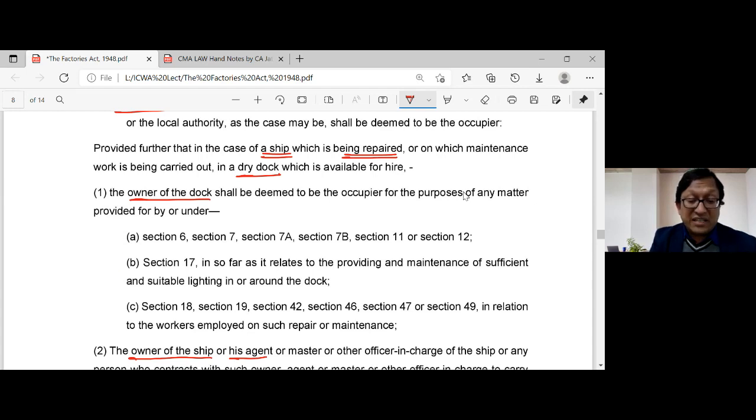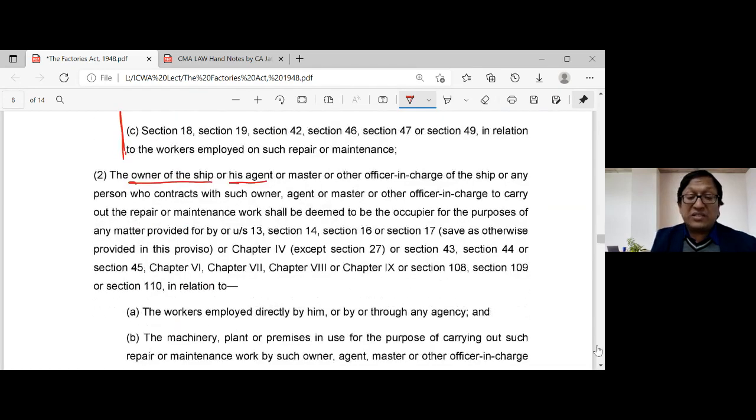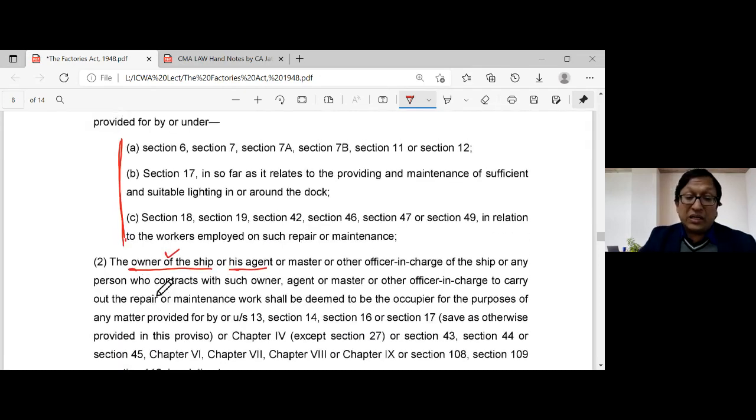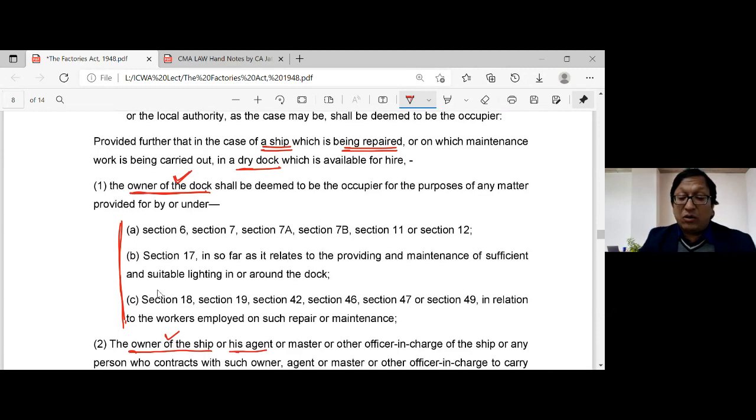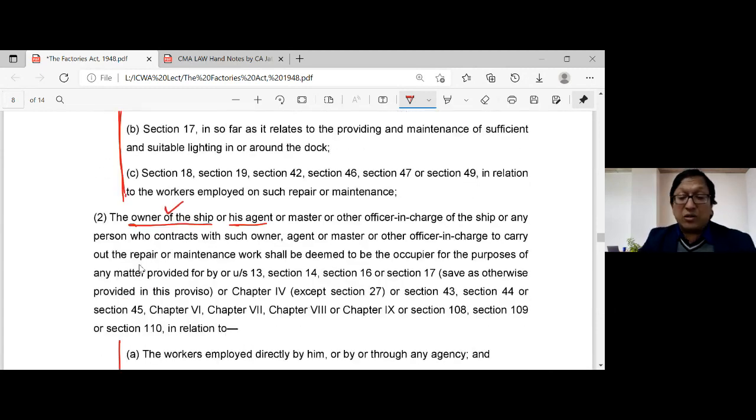For some activities, they have identified that the owner of the dock will be treated as occupier, and for some activities, they say the owner of the ship, not the owner of the dock, will be treated as occupier. Above it was owner of the dock; here, owner of the ship will be treated as occupier.